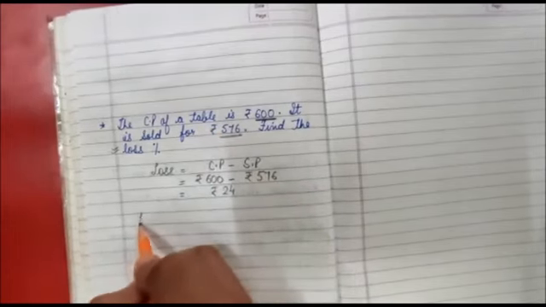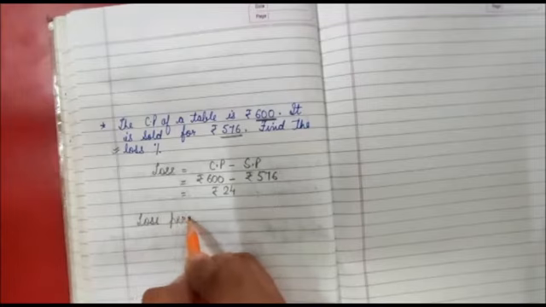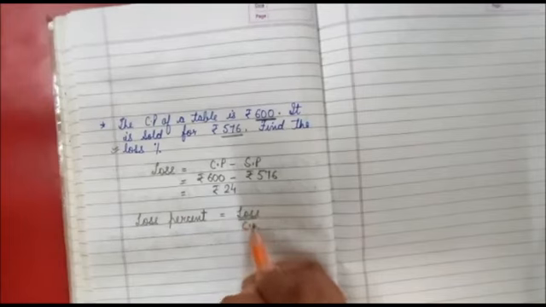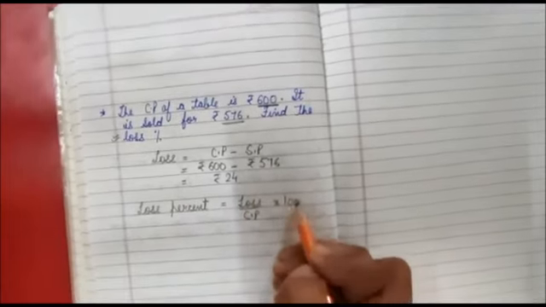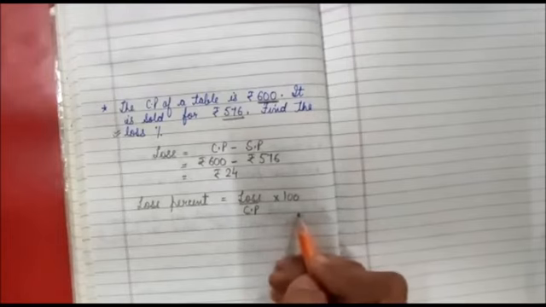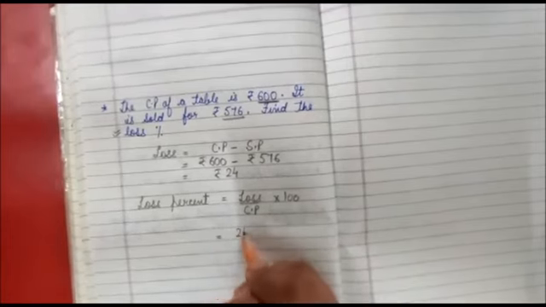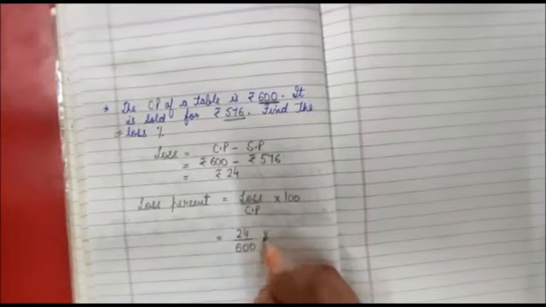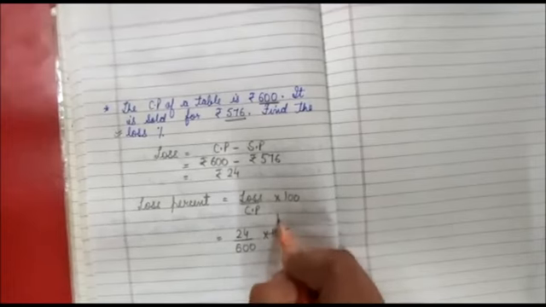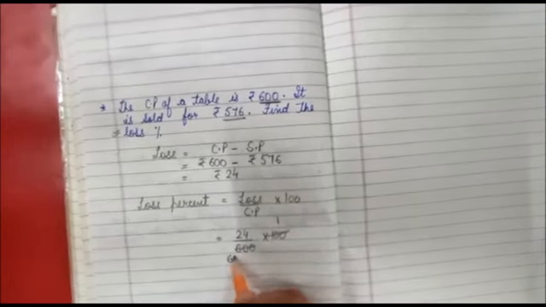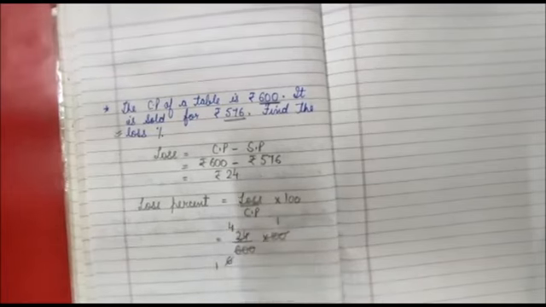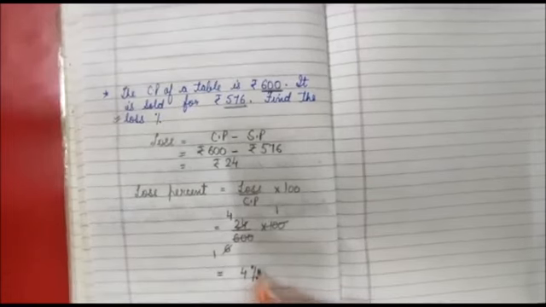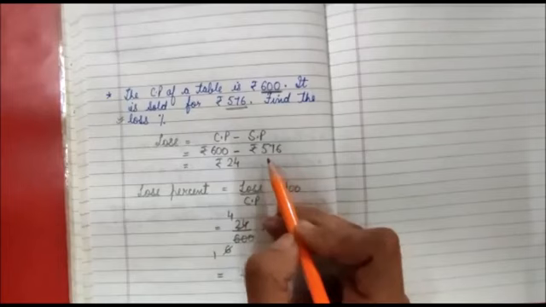But we have to find the loss percent. So let's apply the formula. Loss percent means loss over CP multiply by 100. Whenever we want the answer in percent, we used to multiply by 100. So let's put the values. It's 24 by CP is 600 into 100. I can directly do the cuttings. 100 ones are 100, 100 sixes are 600 and then 6 ones are 6, 6 fours are 24. So it means the shopkeeper has suffered a loss of 4% in selling that table.